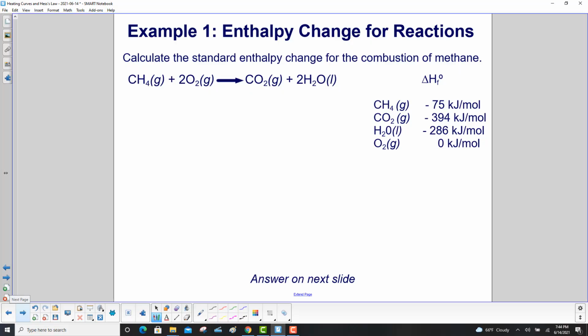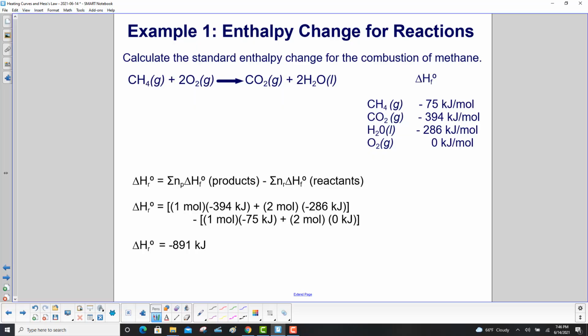Calculate the standard enthalpy change for the combustion of methane. Methane plus oxygen yields carbon dioxide plus water. Here's Delta H formation naught for the various compounds. We write our equation to find Delta H reaction naught. Note it's the products minus the reactants. So let's look at the first one. Here's a product, CO2. There's 1 mole of CO2. And where is its Delta H formation naught? Let's see, that's minus 394 kilojoules per mole.